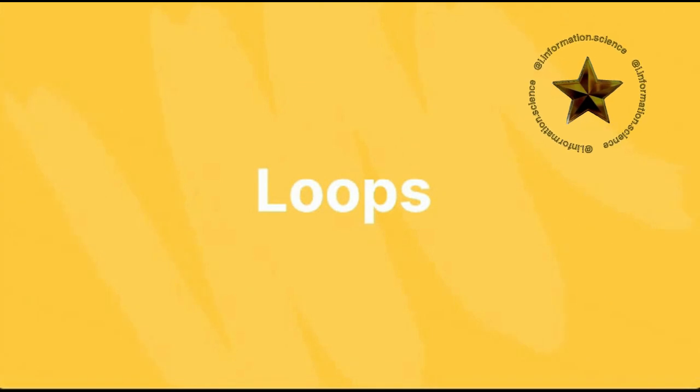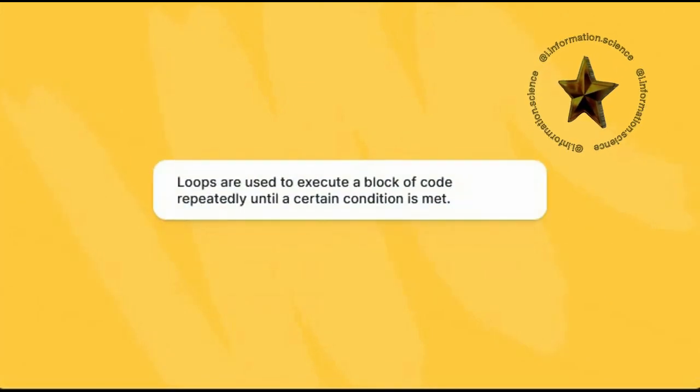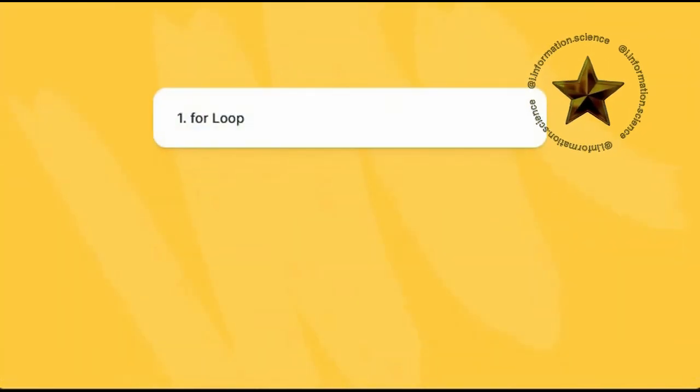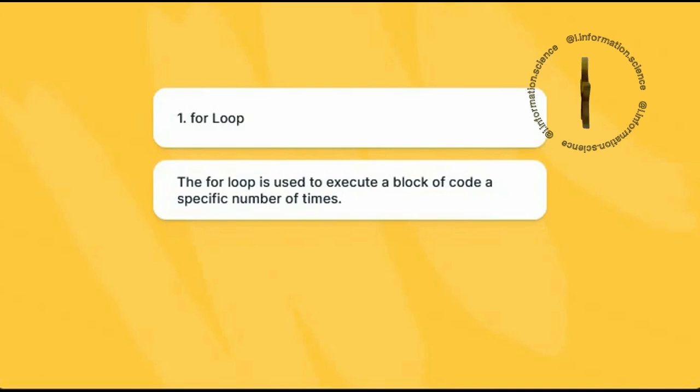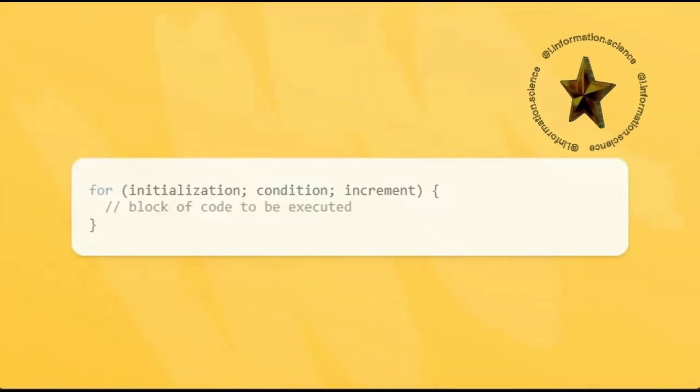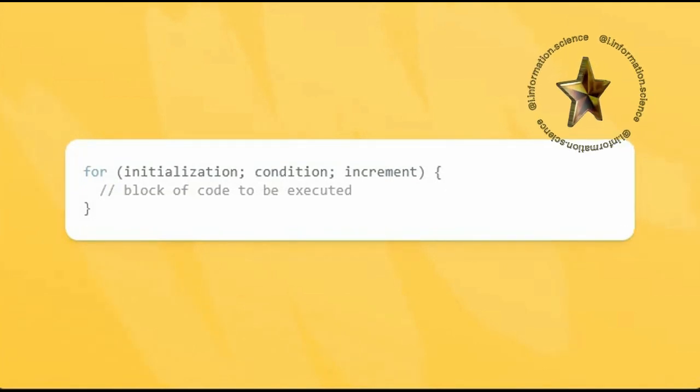Loops. Loops are used to execute a block of code repeatedly until a certain condition is met. The main loop statements in JavaScript are: 1. For loop. The for loop is used to execute a block of code a specific number of times. It is often used when the number of iterations is known in advance. For initialization, condition, increment, block of code to be executed.